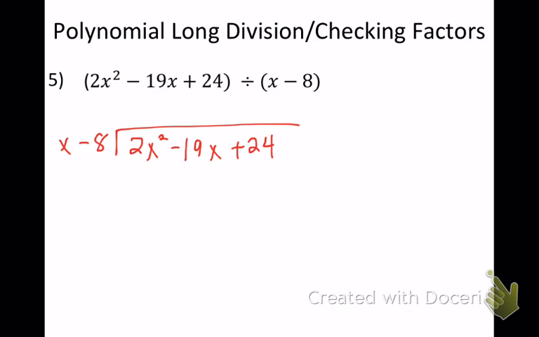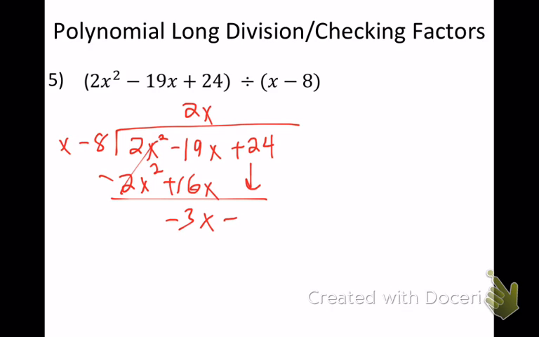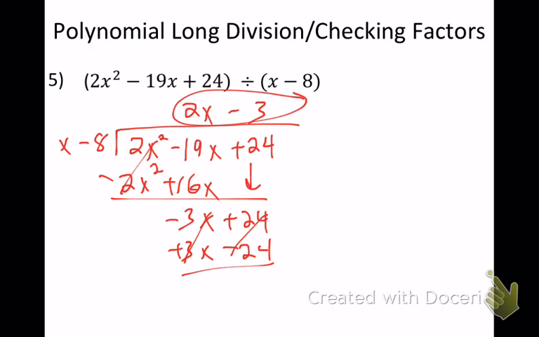I divide, x goes into 2x squared 2x times. Multiply back, giving me 2x squared minus 16x. And then I change signs. So that gives me negative 3x. Bring down the 24. X goes into negative 3x, negative 3 times. Multiply back. And then I change signs. It all cancels out. My answer is just going to be 2x minus 3. What would you need this for? So that's a long division there.